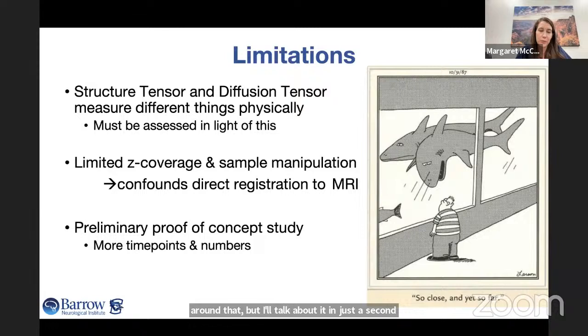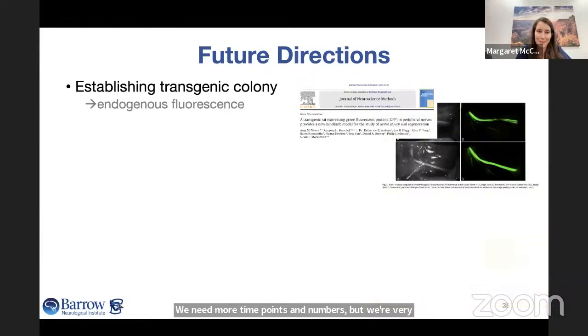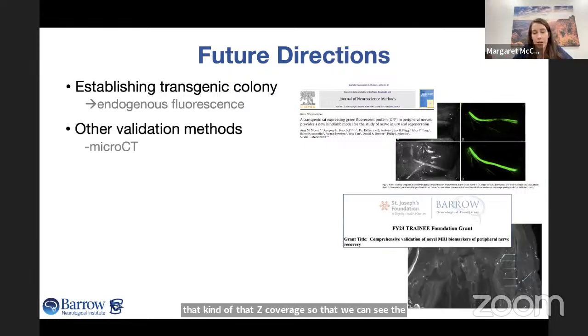But overall, it's a preliminary proof of concept study. We need more time points and numbers, but we're very excited about these preliminary results, and we're excited to see where it goes next. Some of the future directions that we're currently working on: we're establishing a transgenic colony. So we have rats that express endogenous fluorescence, and we're hoping that using these animals, we are going to be able to get the whole mount and get the rest of that Z coverage so that we can see the entire nerve.